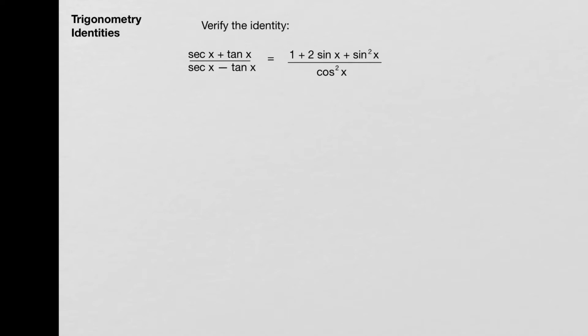My reason for doing this is because the left-hand side involves secant and tangent, which I know I can turn into sines and cosines. And so that'll be easier rather than trying to turn sines and cosines into secant and tangent.